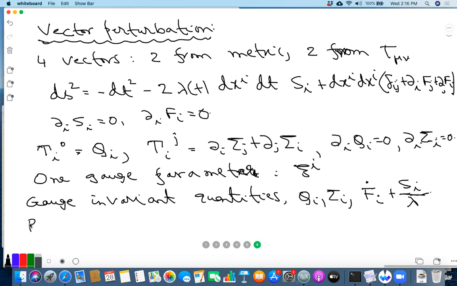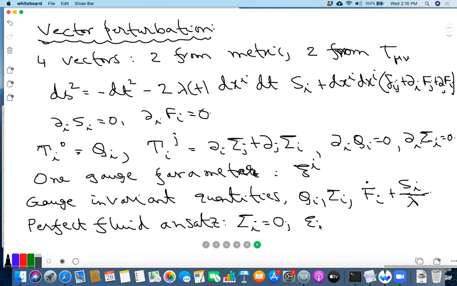The perfect fluid condition sets sigma equal to 0. In fact, it set the whole of sigma ij equal to 0. Remember, in Tij only the trace part was non-zero. So in particular, set sigma equal to 0. That reduces to 2 gauge invariant quantities. And now Einstein's equation has 2 vector components.